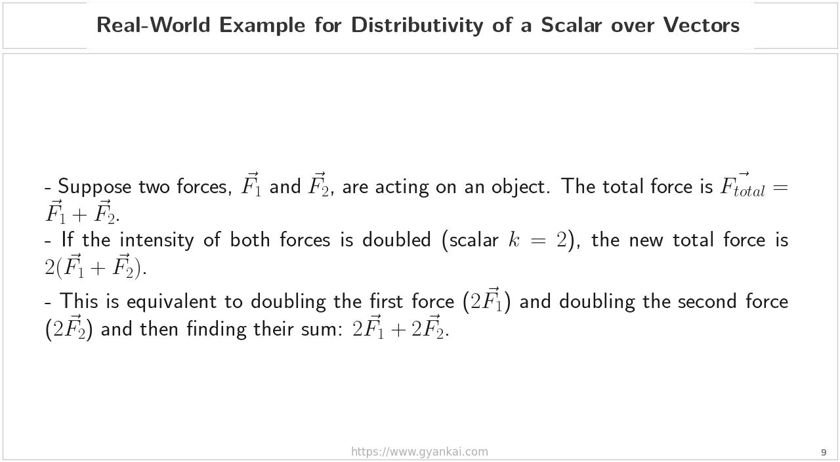So, if you double the first force to get 2F1 and double the second force to get 2F2, and then find their sum, you end up with 2F1 plus 2F2. As you can see, both methods lead you to the exact same resultant force. This perfectly demonstrates that scaling the sum is identical to scaling each part of the sum separately. Now, let's bring this third law, the distributivity of a scalar over vectors, into a practical context so you can see it in action.